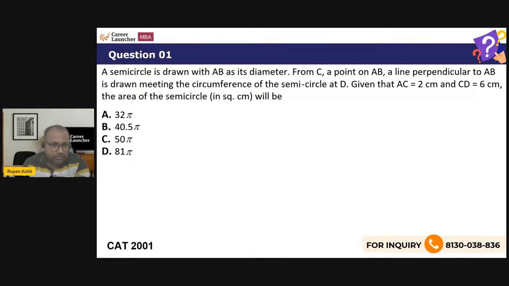Okay, here we go. First one. As in any question, when the figure is not given, we have to first of all sketch the figure. So let's understand the question. Let's sketch the figure. CAT 2001 question. A semicircle is drawn with AB as its diameter, right? So draw a semicircle, half of a circle, with AB as the diameter.